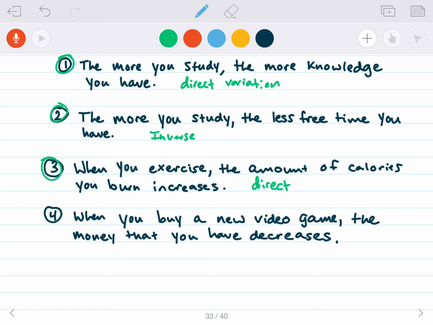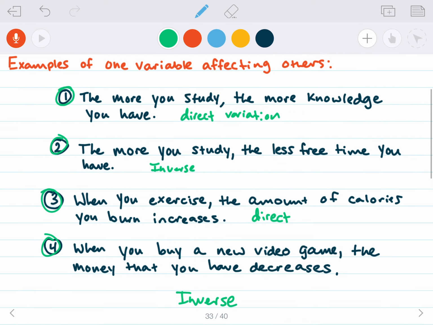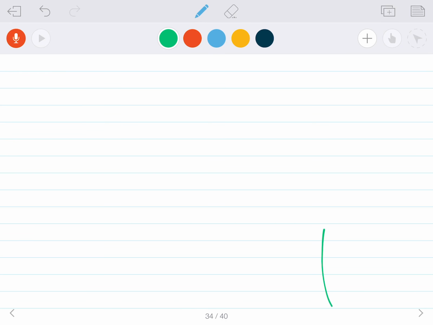So when you buy a new video game, the amount of money that you have decreases. So as you collect more video games, your money goes down. So that's an inverse relationship. More video games you have, the less money you have. Maybe, usually.